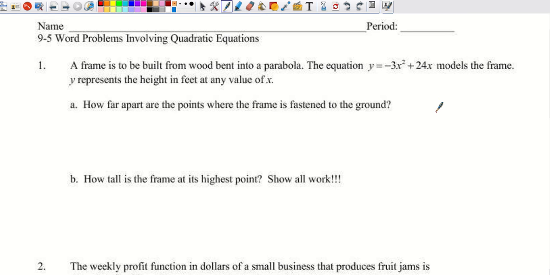Welcome to Mathville. I'll be your mayor today, Mr. Z. We're doing 9-5 word problems of filling quadratic equations.